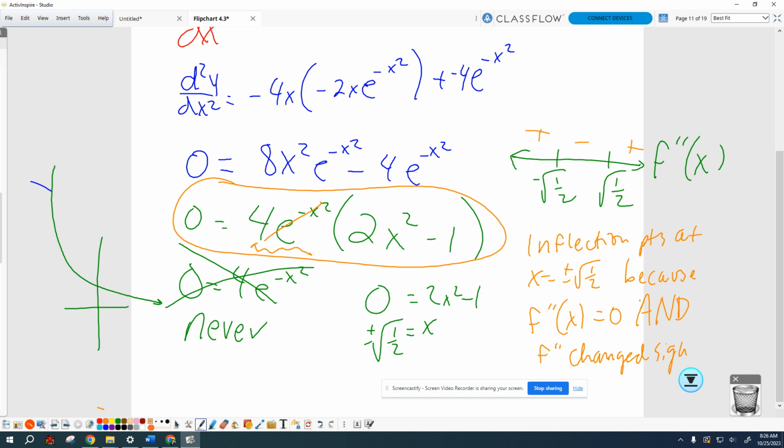I graded 800 and something of these last June. They do not give you the point if you just say second derivative was 0. And it's not just 0, it's 0 or undefined.